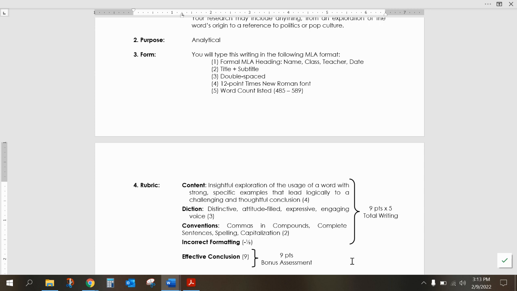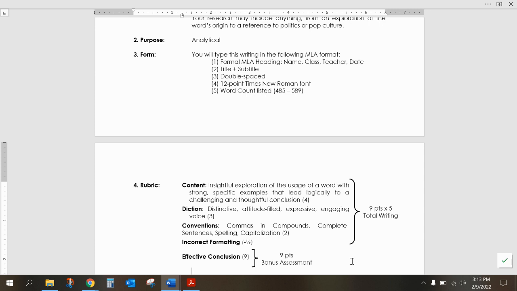Your diction, once again, is your voice. It should be attitude filled, expressive, distinctive, engaging, conversational, but it's a thinker. You're like, whoa, you're smart. I want to hear that coming through in your diction. Your conventions, this is where we have our commas and our compound sentences, complete sentences, spelling, capitalization, things like that. Real basics, but the only thing that's really new is focusing on making sure if we use a compound sentence, we have it punctuated correctly. Make sure things are formatted the way we formatted last time so we don't lose any points.